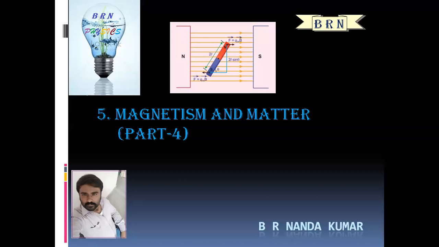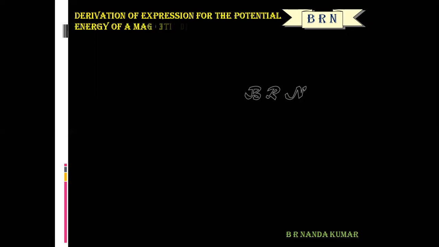So in this class we are going to discuss a very simple derivation, that is, the expression for potential energy of a magnetic dipole placed in the presence of a uniform magnetic field. Okay, let's start today's class. So this is the derivation of an expression for potential energy of a magnetic dipole placed in a uniform magnetic field.